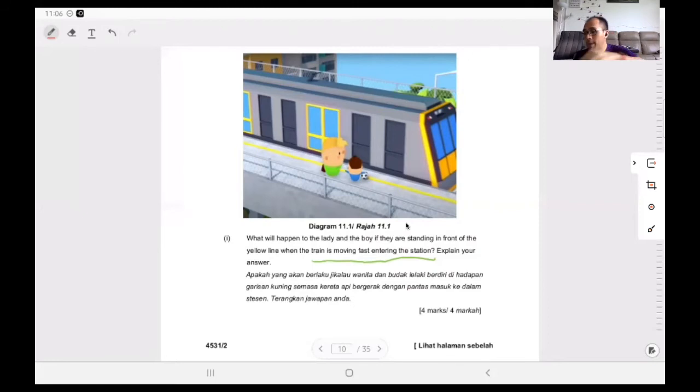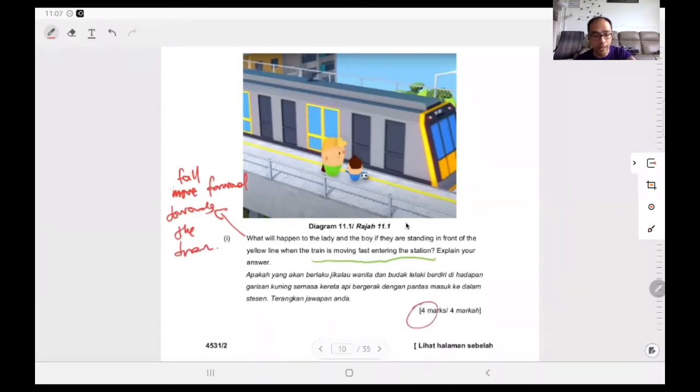So what will happen to the lady and the boy? They will fall forward towards the train. And then of course you have to explain your answer.